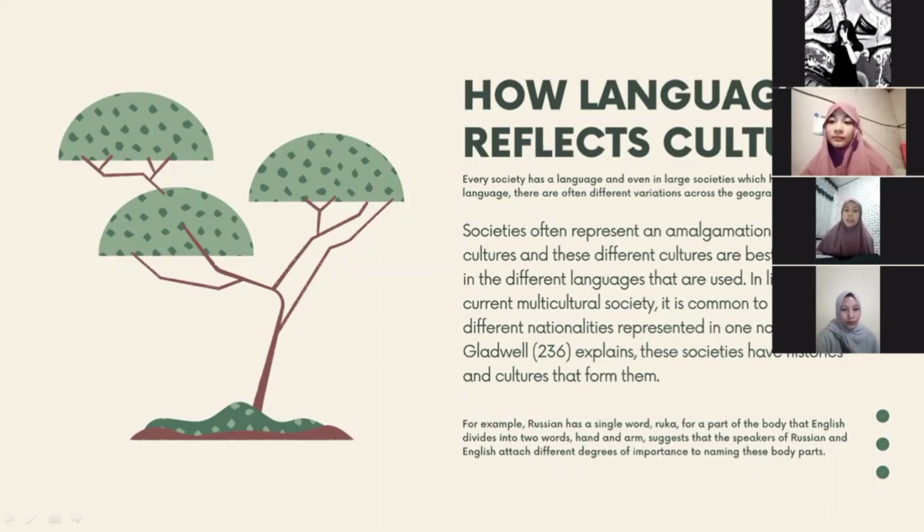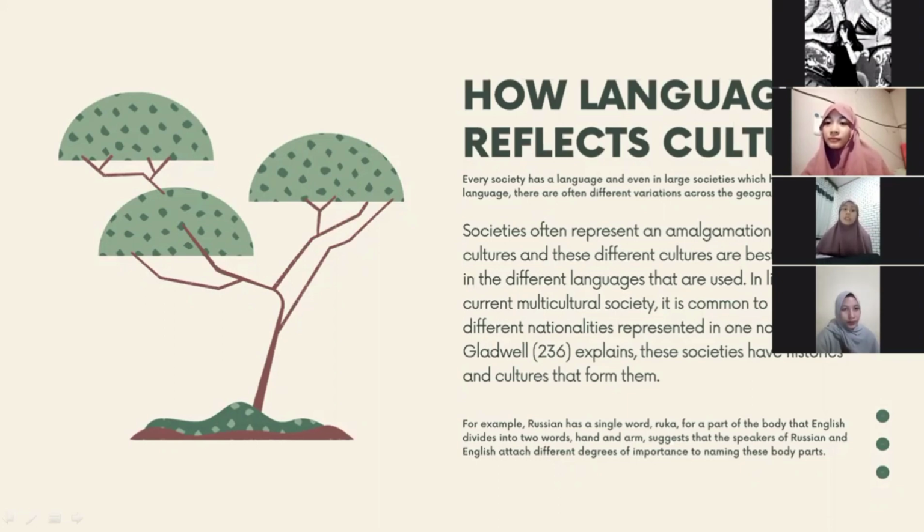My name is Weldina Yuspa, and let's talk about how language reflects culture. Every society has a language, and even in large societies which have one language, there are often different variations across the geographical divide. Societies often represent an amalgamation of different cultures, and these different cultures are best reflected in the different languages that are used. In light of the current multicultural society, it is common to have many different nationalities represented in one nation. As Gladwell explains, these societies have histories and cultures that form them.